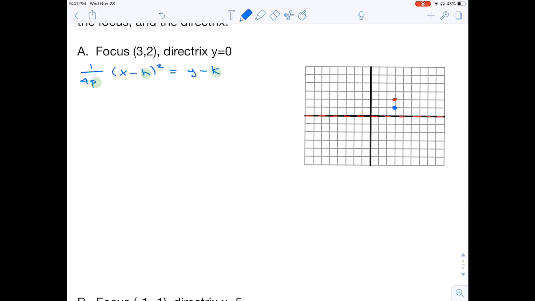So h and k is the location of the vertex. So our vertex, right, is right there. So our vertex is located at 3, 1.